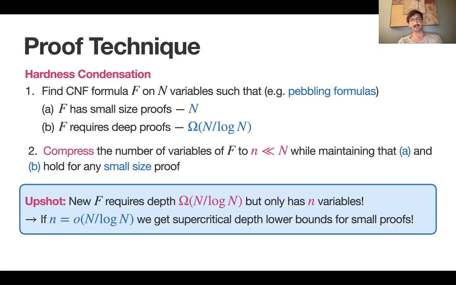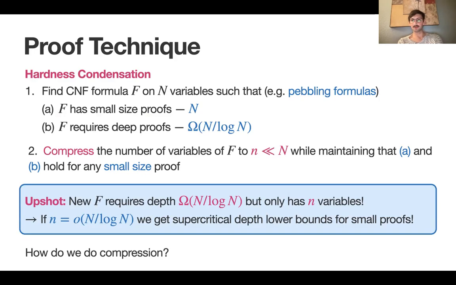And the whole upshot of this is that the new compressed formula still is going to require approximately capital N over log n depth, but has only little n many variables. So if little n is sufficiently small, then we get supercritical trade-offs.